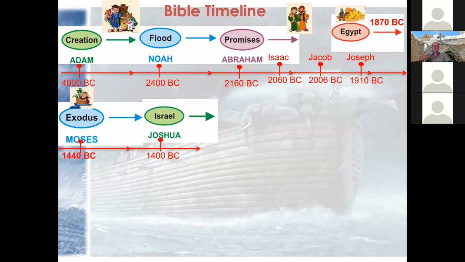Moses brought the people all the way to the edge of the promised land, but he did not go in. He died on the mountain and God buried his body. And his disciple Joshua is the one who brought the people into the promised land. Okay, so this was around 1400 before Christ.